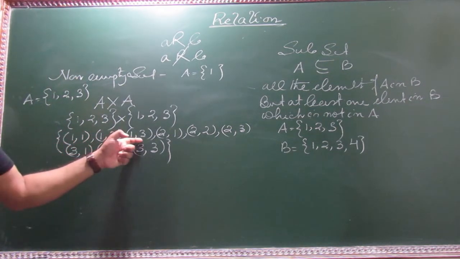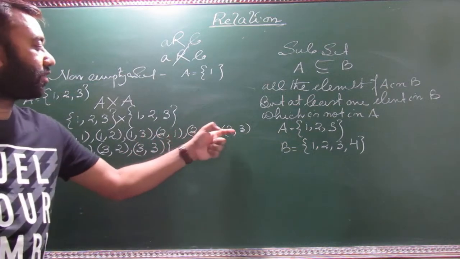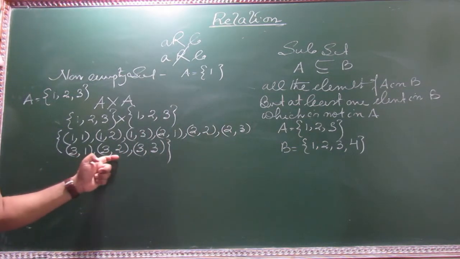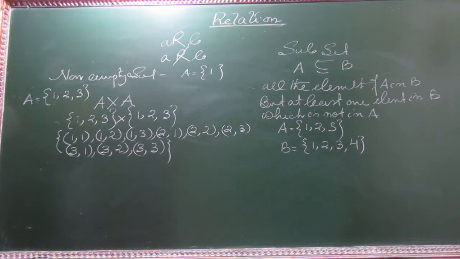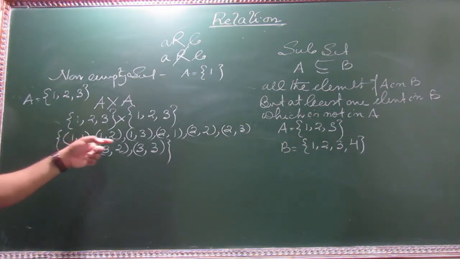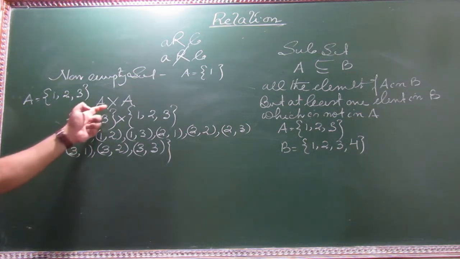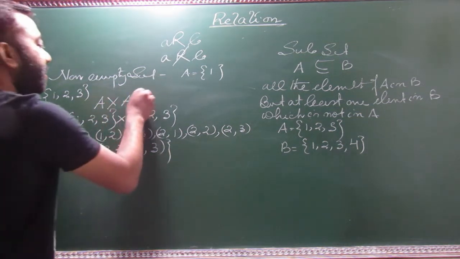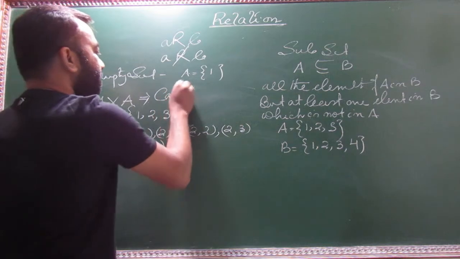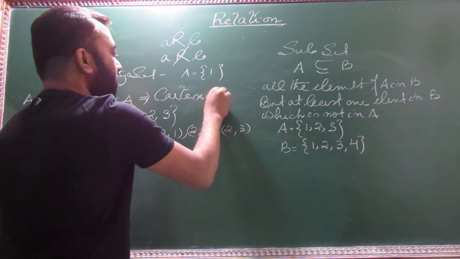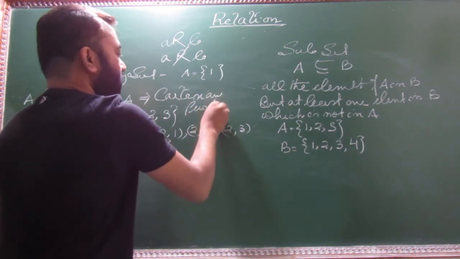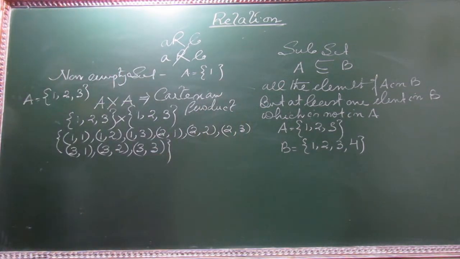So that is 1, 2, 3, 4, 5, 6, 7, 8, 9. So these are the 9 ordered pairs, and this is the result of A cross A, that is known as the Cartesian product. Done. That is known as the Cartesian product.